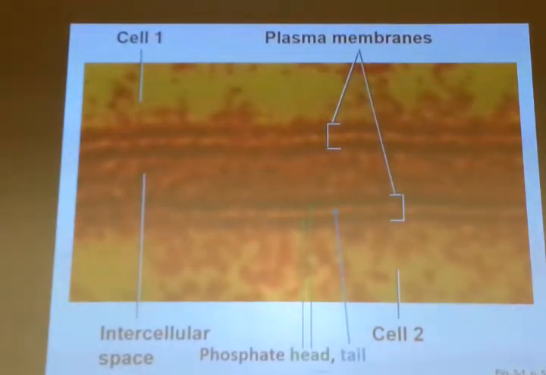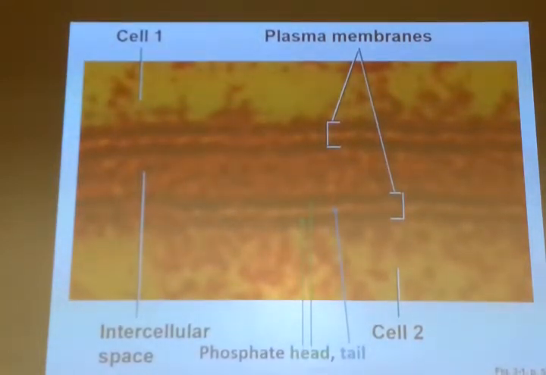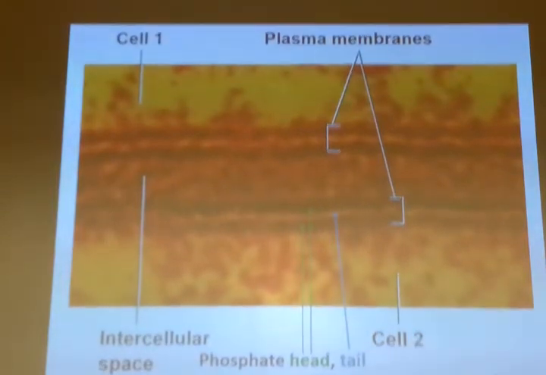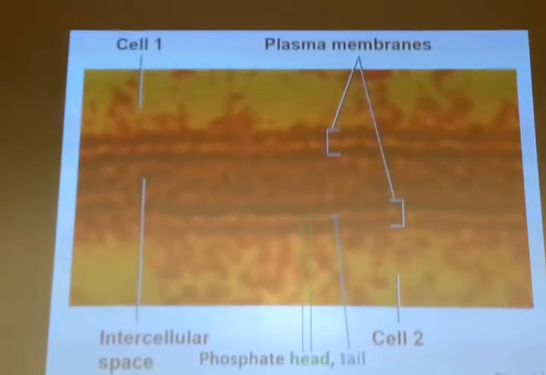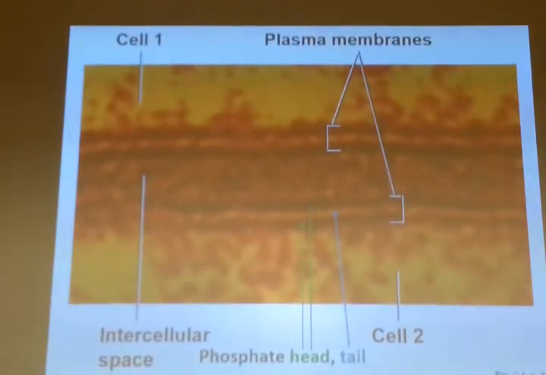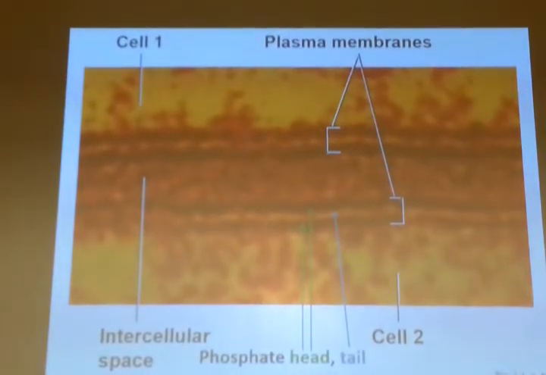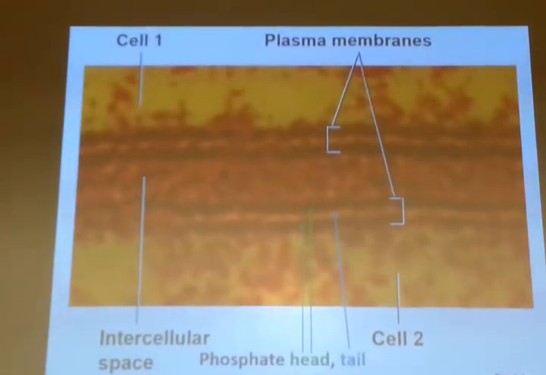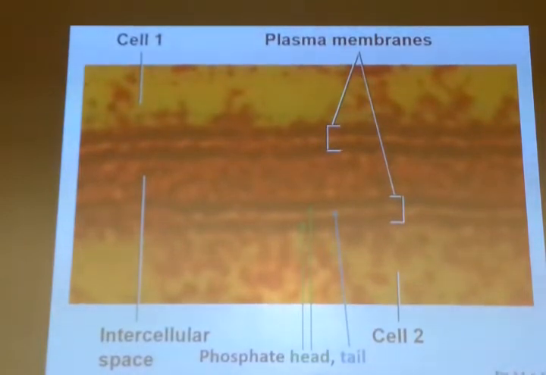It's forming a partition. A partition is a barrier. This is a selectively permeable barrier. It lets some things across and it excludes other things. We want to keep the inside of our cell. We want to keep things inside the cell.